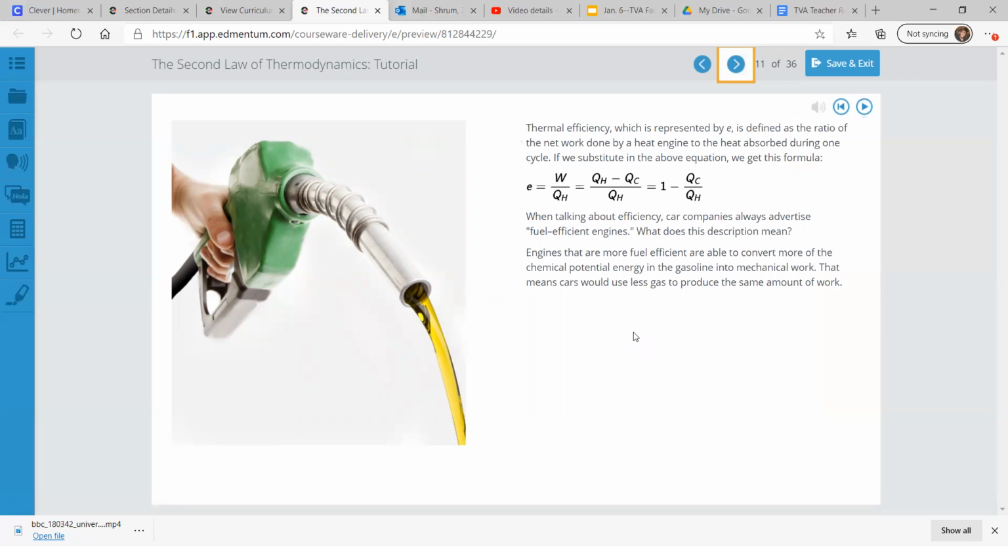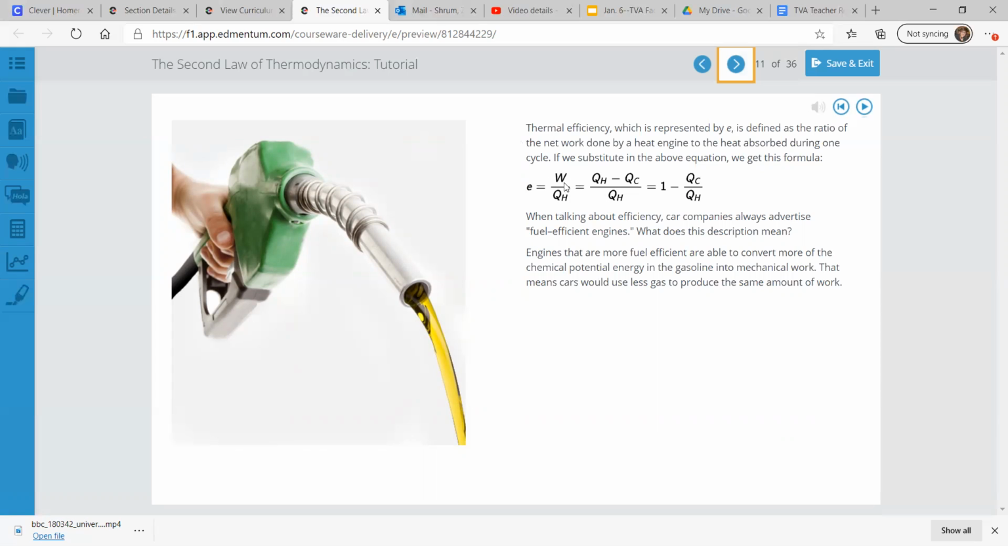Thermal efficiency is represented by E. It's defined as the ratio of the net work done by a heat engine to the heat absorbed during one cycle. If we substitute in the above equation, we get this formula. So what are you getting out of what you're putting in? So you're getting output over input. You're inputting QH. You're heating up that reservoir, and then you're getting out a certain amount of work.